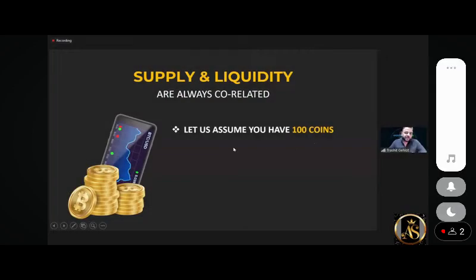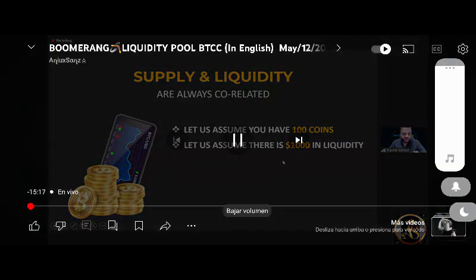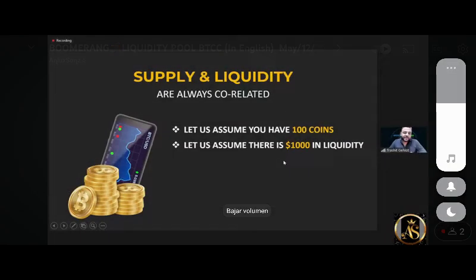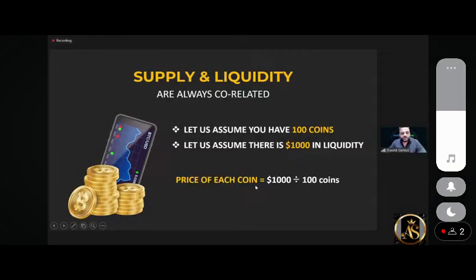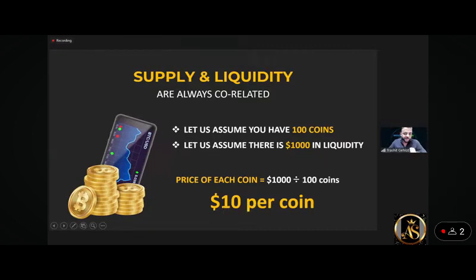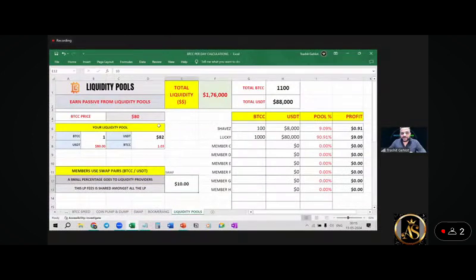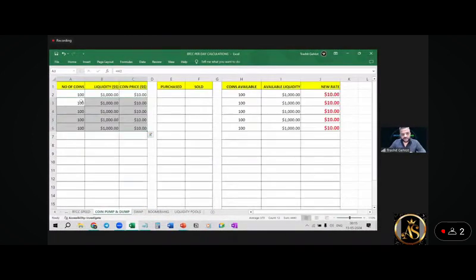Coins, and you have a liquidity of $1,000 against these 100 coins. So how do you determine the price of each coin? With 100 coins and $1,000 of liquidity, the price of the coin would be $10 per coin. To understand this, I'll take you to a section where we can understand how a coin is pumped and dumped. Over here, we will try to understand how a coin is pumped first.